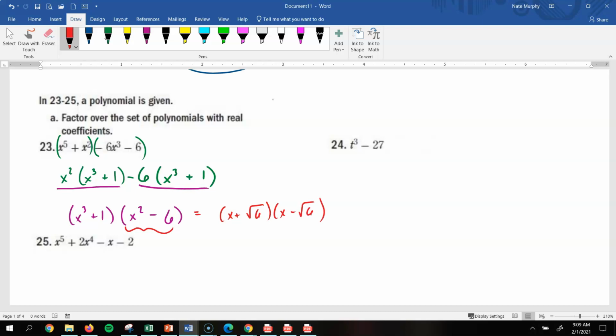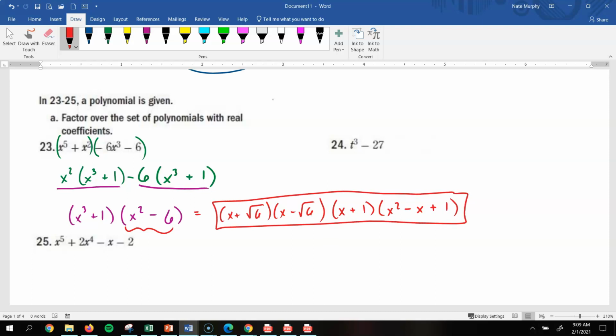That is a sum of two cubes. So that would factor down to be x plus 1 times x squared, and then we'd multiply our a and b, or x and 1 together, to get, it'd be opposite sign here, minus 1x, or just x. And then it'll be plus, always positive. And then we square the 1, we get 1. So that would be your final answer after factoring 23 down completely.